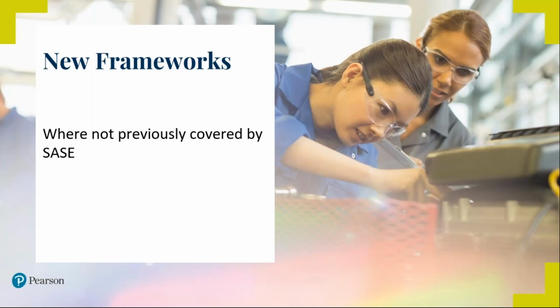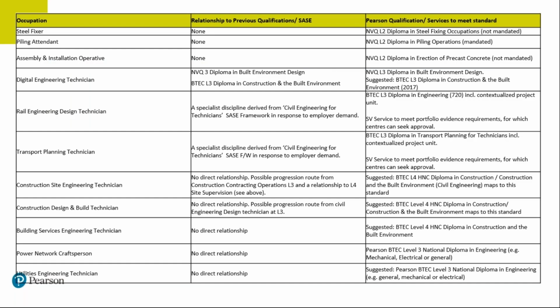So on this final one, I've got one more table coming up, which is just about to summarise new frameworks where there's no previous relation to SASE. As part of this process, the employer groups have set up, and in some cases, instead of replacing like for like, they've decided that new occupations needed to be created. They've used the opportunity of the reform to actually create new frameworks. So here we have a large list, and it's worth looking at those for a couple of minutes.